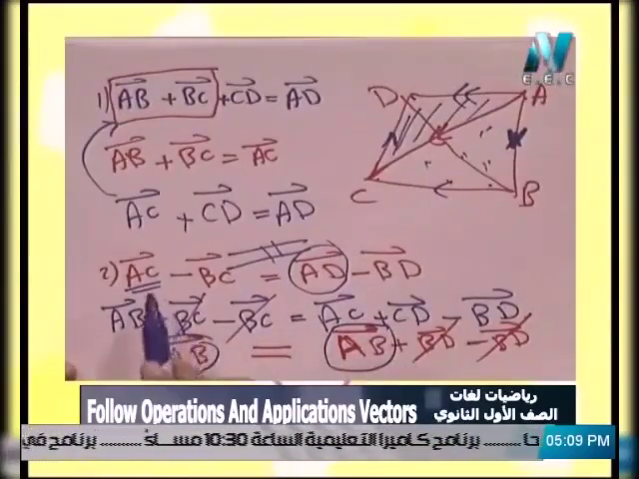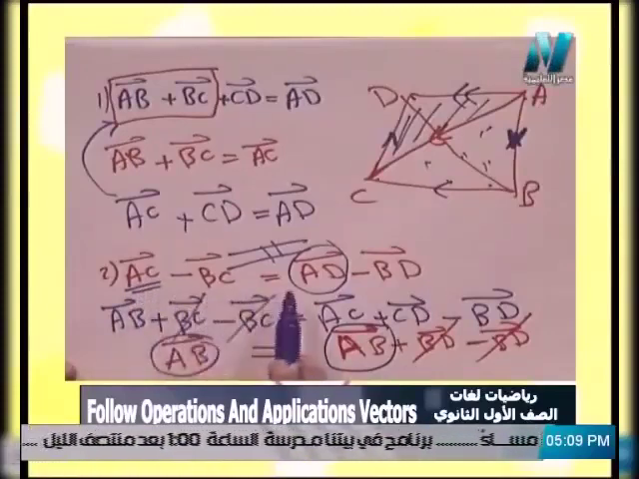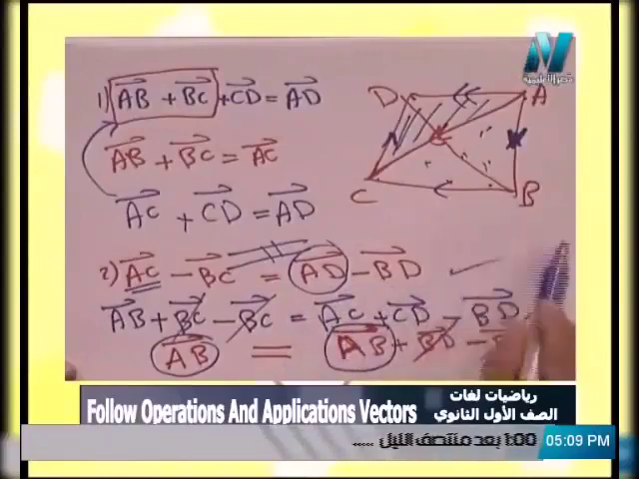So we have proved that AC minus BC vectors equals the vector AD minus BD, and we have proved this question also. My dear students, proofs here seem difficult, but you will try, and I can solve it by one method, and you can solve it by another method.